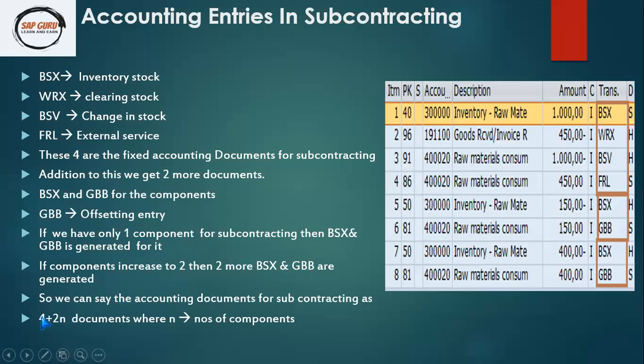If it is one component, then 4 plus 2 into 1, that is 6, sorry, 6. Then for two components, 2 into 2 is 4, and 4 plus 4 is 8. If it is 3, then 2 into 3 is 6, and 6 plus 4 is 10. Like that, this is the formula you can remember: 4 plus 2n.